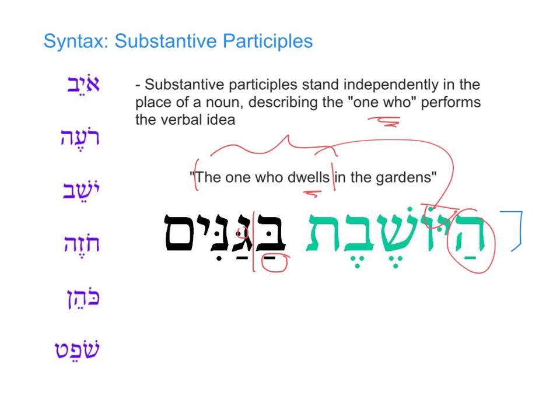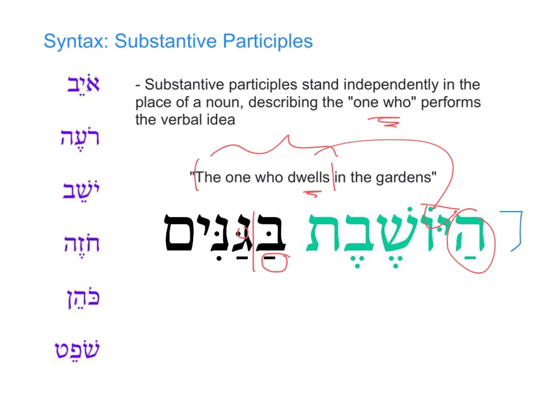The one who dwells in the garden. The one who dwells is our substantive participle. It's standing in for a noun, and it's describing an individual or an entity that has a verbal action, here dwelling. If that seems a little bit abstract, we've learned, in fact, many vocabulary words, or we will learn many vocabulary words, that are essentially substantive participles.